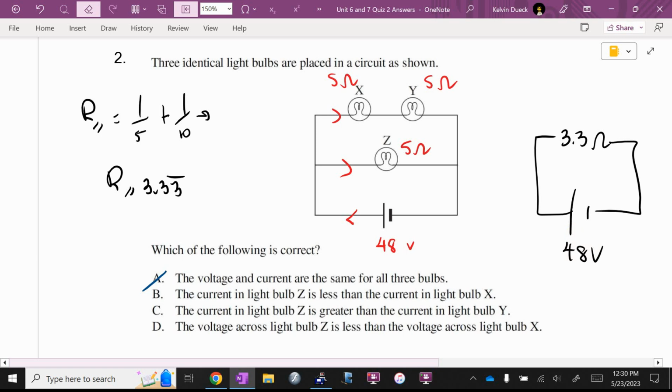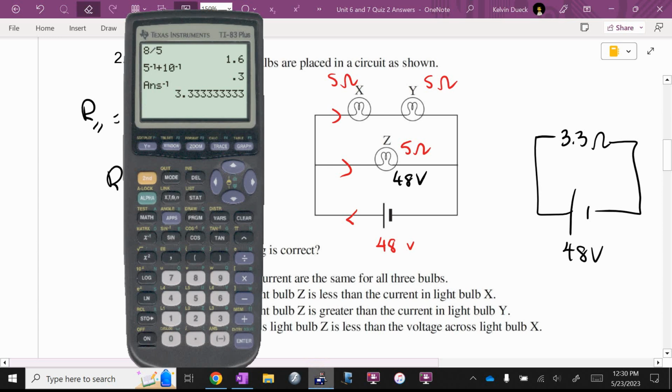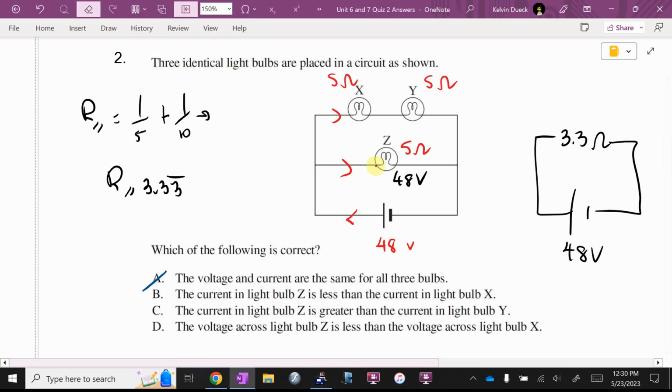Oh, you know what? I'm not even sure I needed to do that because in the numbers that I made up, how many volts are flowing through Z? How many volts must be flowing through Z? Yeah, 48 volts has to be. So now I could have gone 48 divided by 5, and I could have said 9.6 amps.